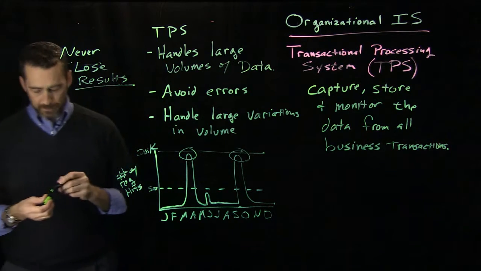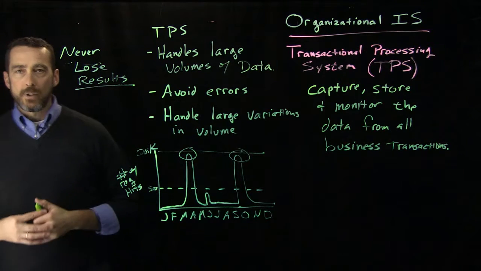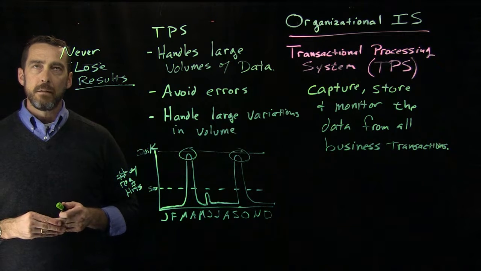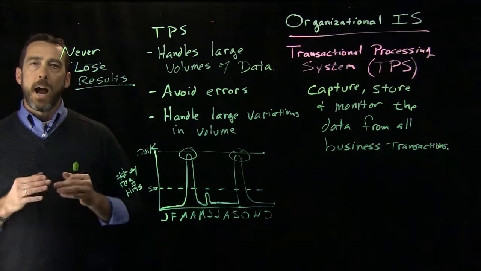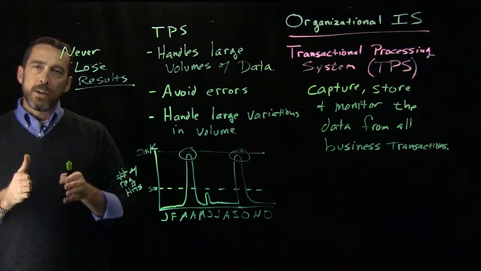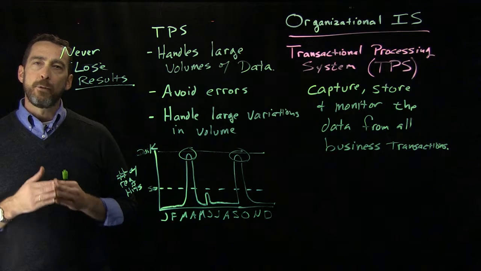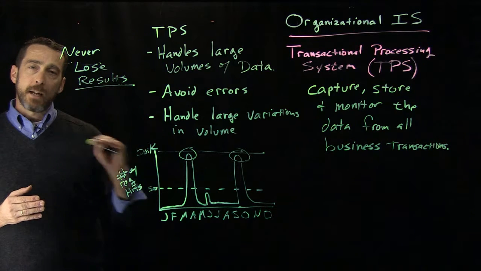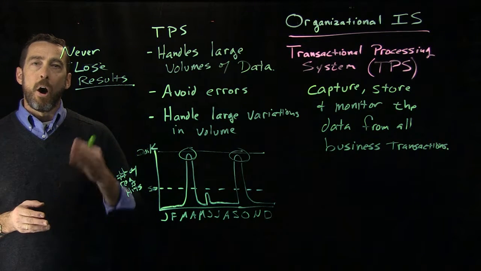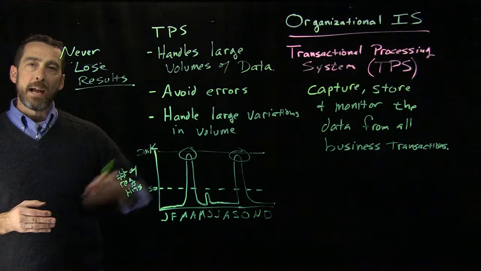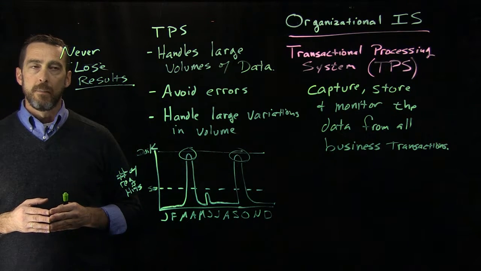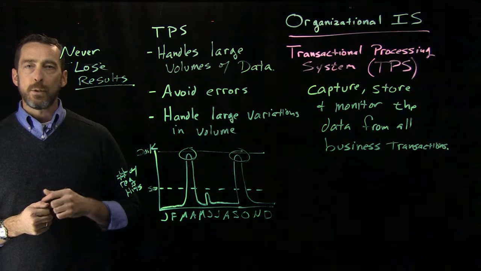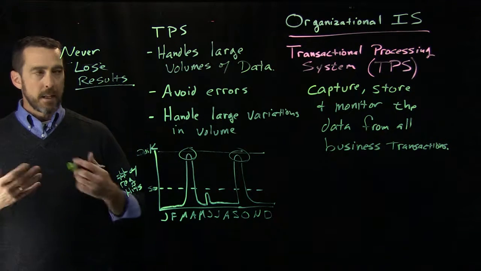Never lose results. I have been shopping at Amazon for probably 13 years now. I can go back and look at every single transaction I have ever made with Amazon. Now you think, wow, how many customers does Amazon have? All of them have the ability to go back and view previous transactions. And one of the goals of the TPS is never to lose those data, never to lose those results. So that's another objective.